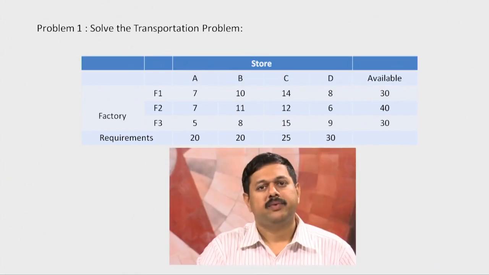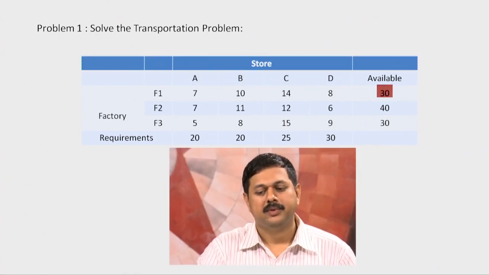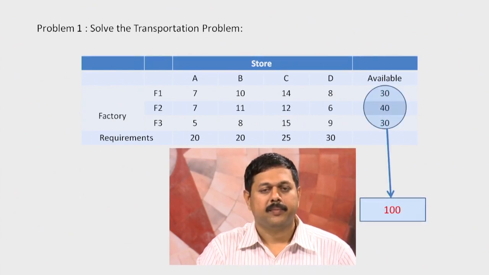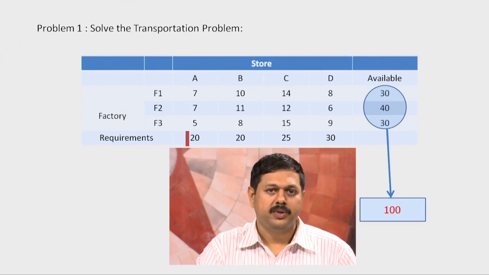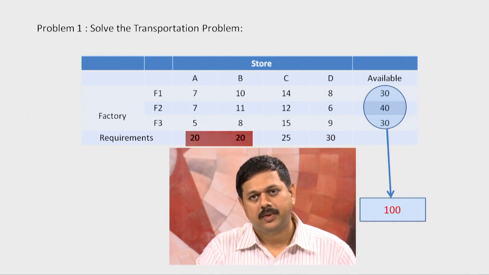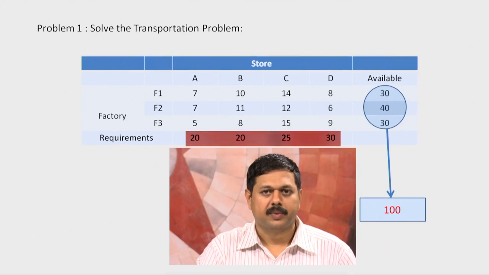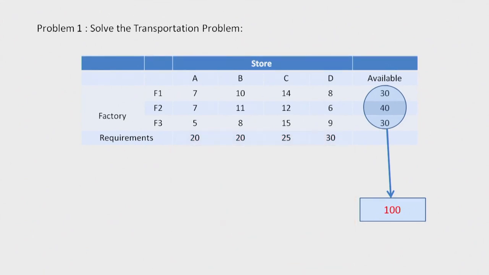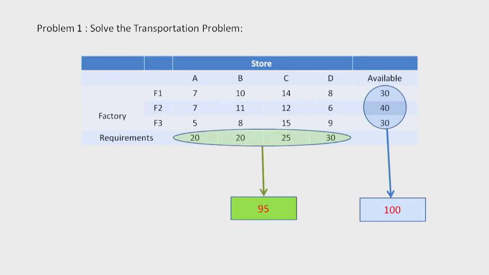It is given that factory F1 has 30 items, factory F2 has 40 items and factory F3 has 30 items. Summing up, we get the total available resources as 100. The store A requires 20 items, store B requires 20 items, store C requires 25 items and store D requires 30 items. Therefore, the total requirements for the stores A, B, C and D will be 95.